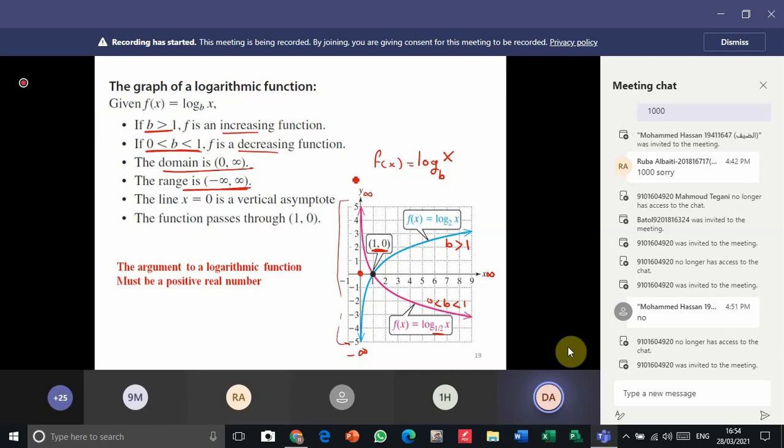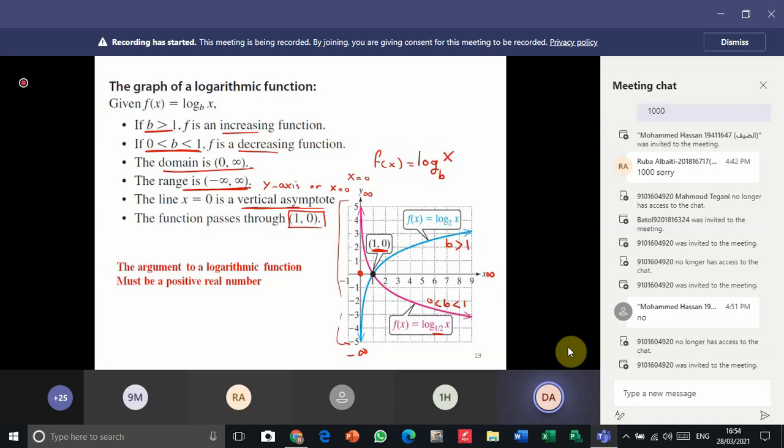The asymptote is at x equals 0, the vertical line, the y coordinate. So the vertical asymptote is the y axis, or x equal 0. This is the vertical asymptote. Each function, increasing or decreasing, passes through 1, 0.